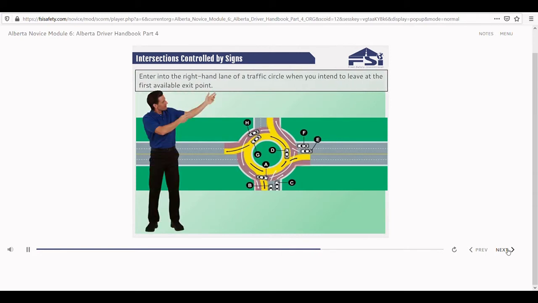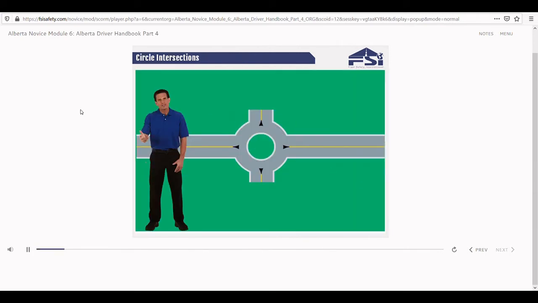Right-hand lane of a circle intersection versus roundabouts. There are differences between traffic circles and roundabouts.